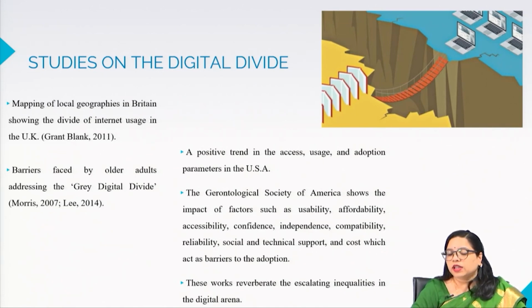Although some studies infer a positive trend in the access, usage and adoption parameters in the United States, the Gerontological Society of America shows the impact of factors such as usability, affordability, accessibility, confidence, independence, compatibility, reliability, social and technical support, and the cost, which act as barriers to adoption. These works resonate the escalating inequalities in the digital arena.